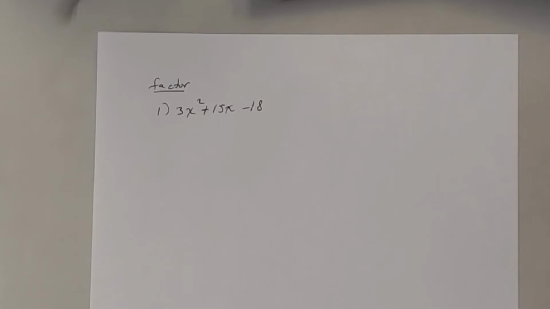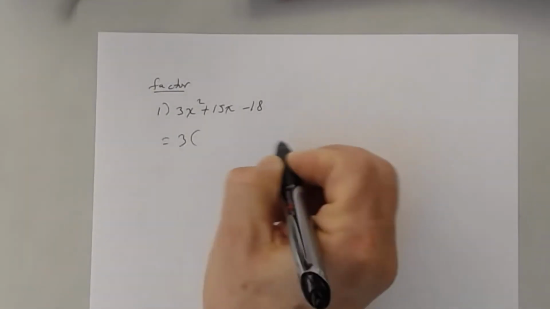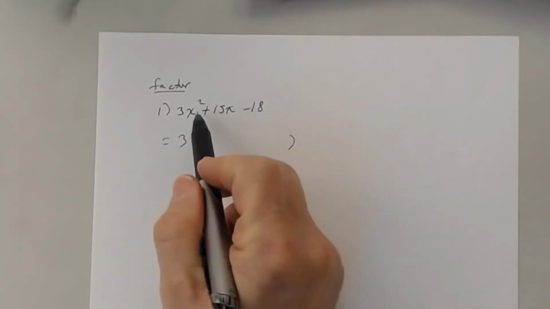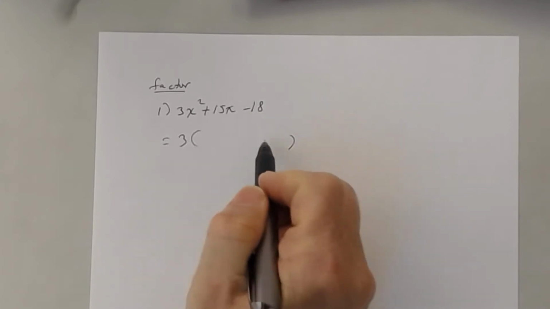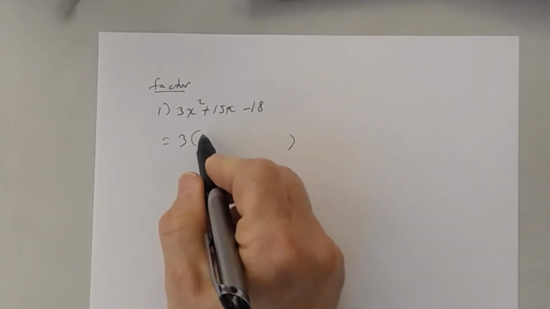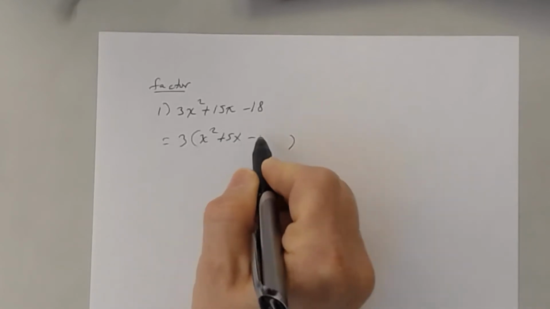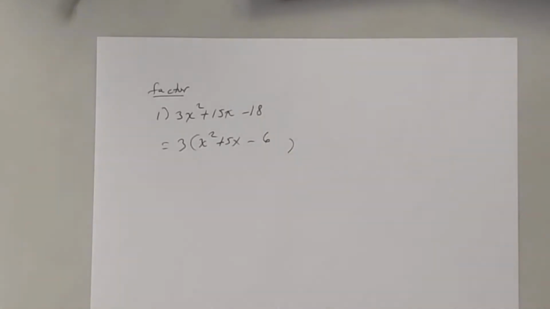So on your test, what did you do? You factored out the 3. So you said, all right, well, that's going to be 3 times what? Now, remember, how many terms do you see? How many terms better be inside the parentheses? 3. X squared, what else? And then minus 6. So that's where I'm at. That was the first thing you had to do, find the GCF and factor it out.